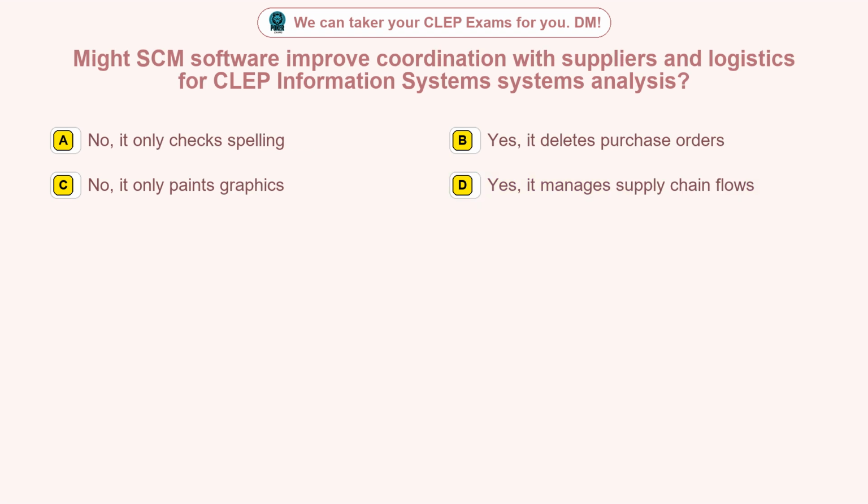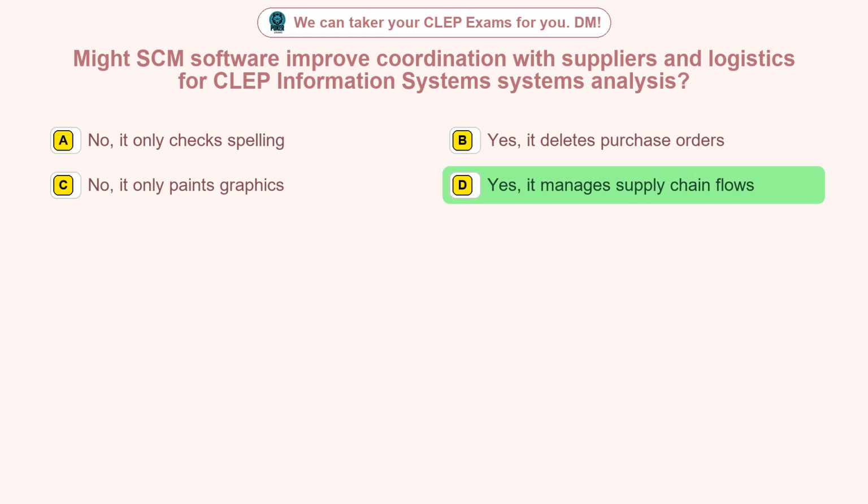Question 16. Might SCM software improve coordination with suppliers and logistics for CLEP Information Systems analysis? Option A. No, it only checks spelling. Option B. Yes, it deletes purchase orders. Option C. No, it only paints graphics. Option D. Yes, it manages supply chain flows.